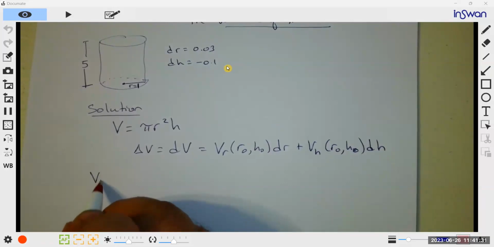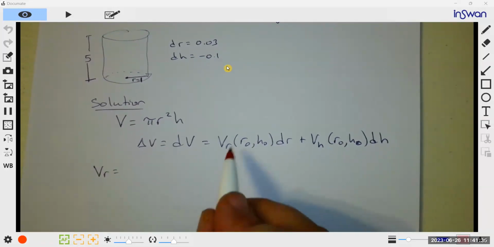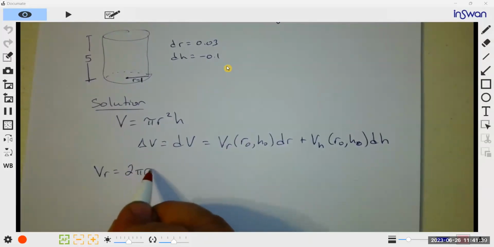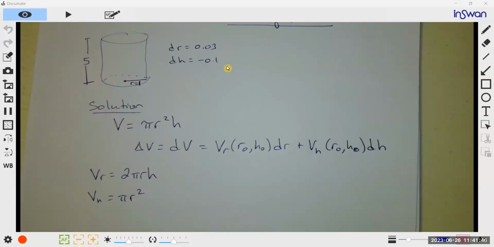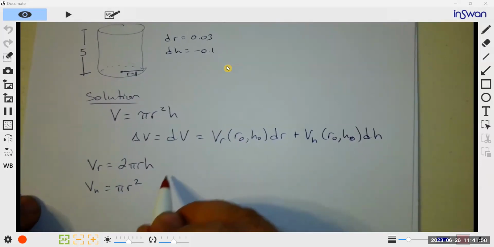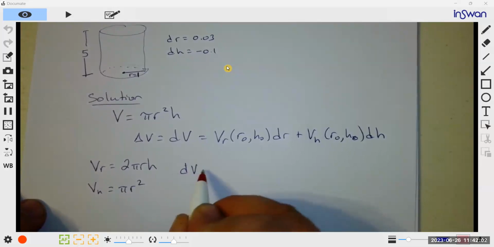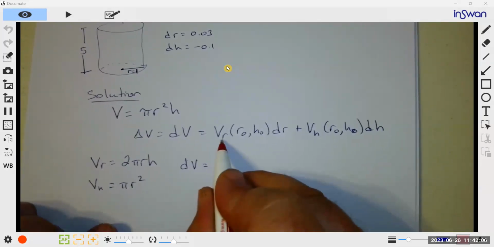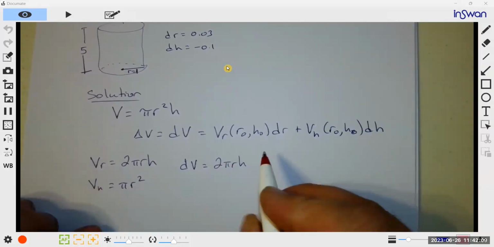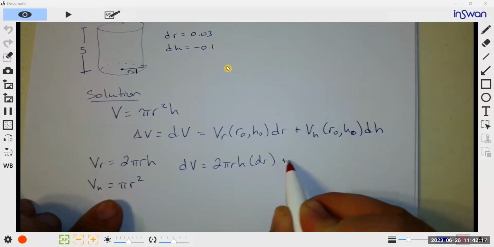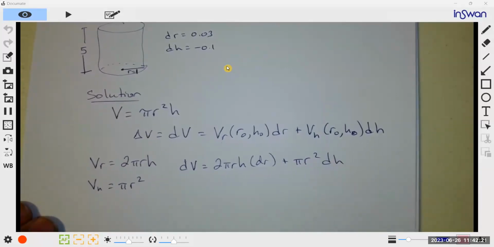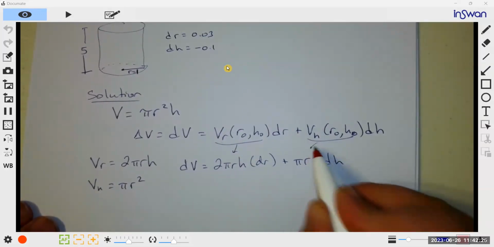So the partial with respect to r becomes 2 pi rh. The partial with respect to h is pi r squared. The 2 comes down, we have pi. So we get our difference in V becomes V sub r, which is 2 pi rh dr, plus pi r squared dh. Well, let's put those in there. So I put those in first.